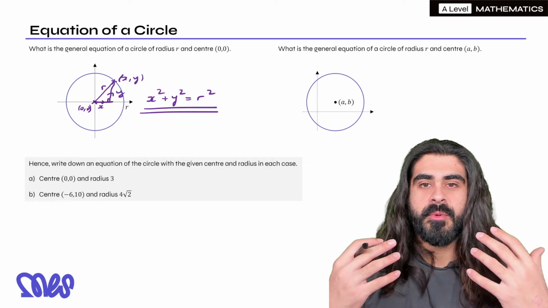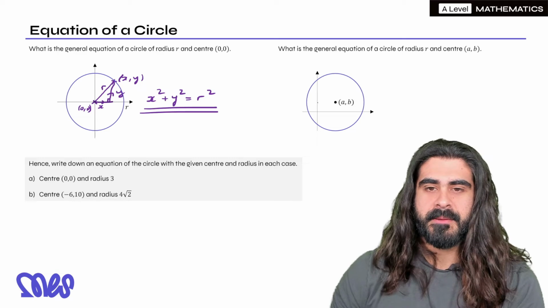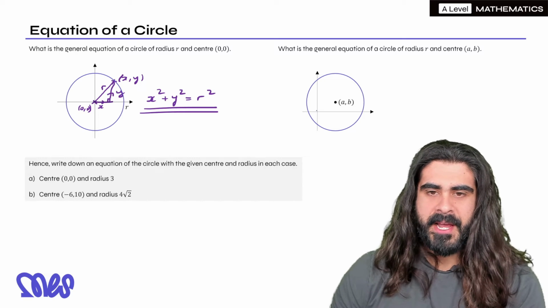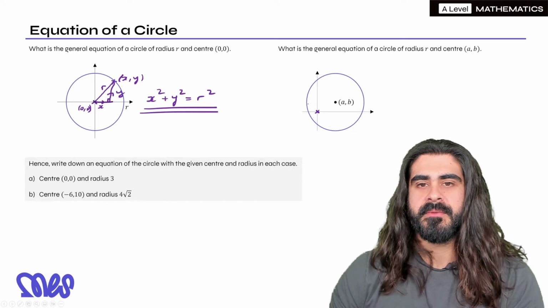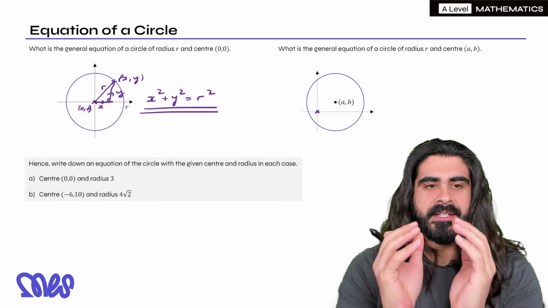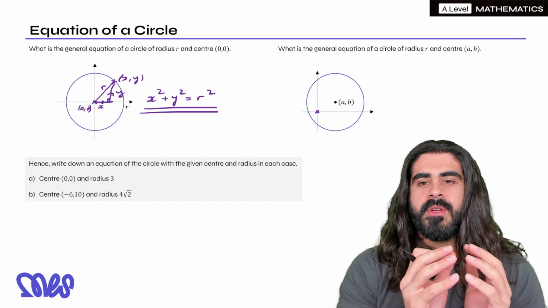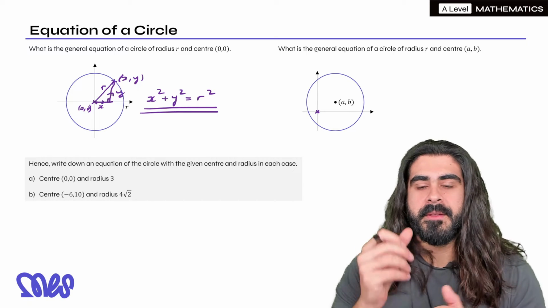Now what happens when we change the center from 0, 0 to a, b? Now it's actually quite simple. All that's happening is there is a transformation, and it's a translation in this case. We're taking the original circle that's at 0, 0, shifting it to the right by a, and then shifting it up by b.